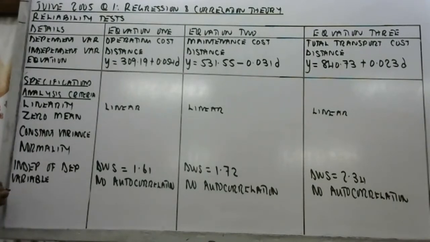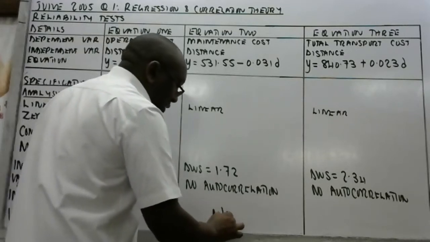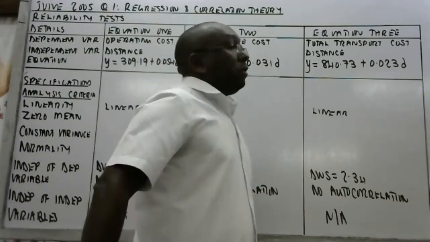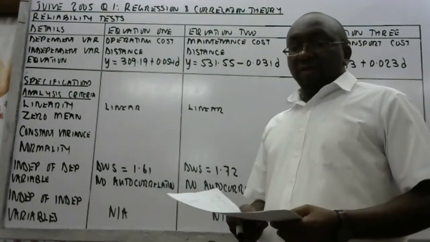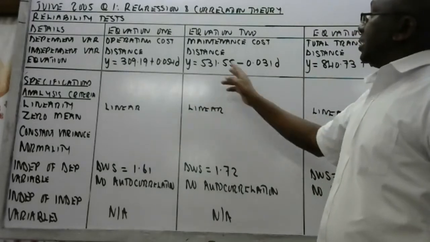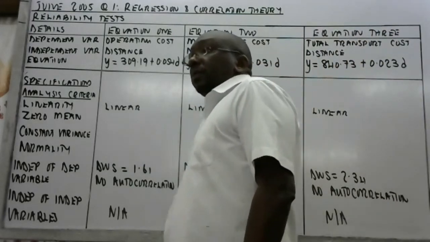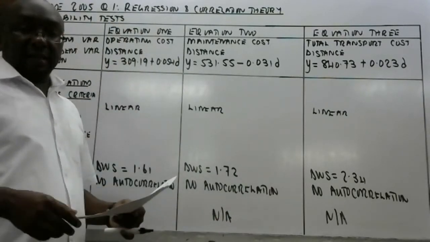And the last assumption is independence of independent variables. So this one is not applicable. It's not applicable here also. It's not applicable because it is used where you have more than one independent variable. And you can see all these ones, just one. In the next question, I will make a small comment about this because it has something similar.